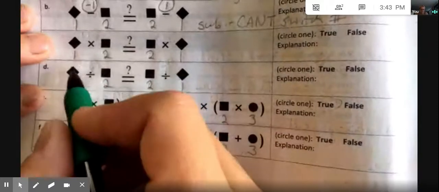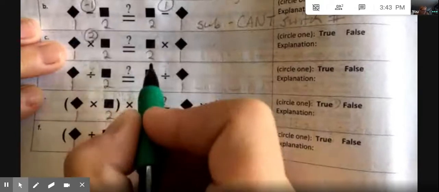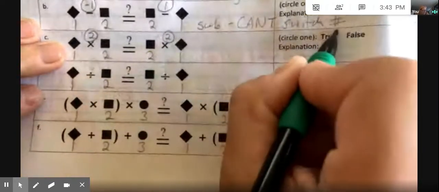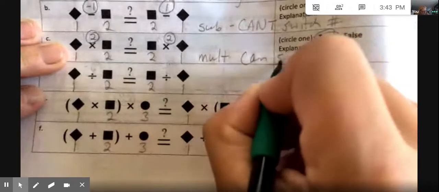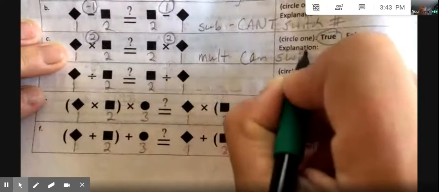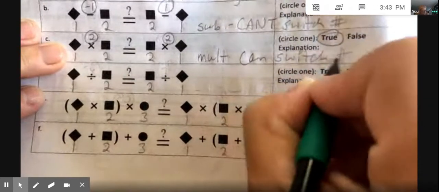Okay, let's look at multiplication. 1 times 2 is 2. 2 times 1 is 2. 2 equals 2, so this is a true statement. So we know for multiplication, we can switch the order of the numbers.